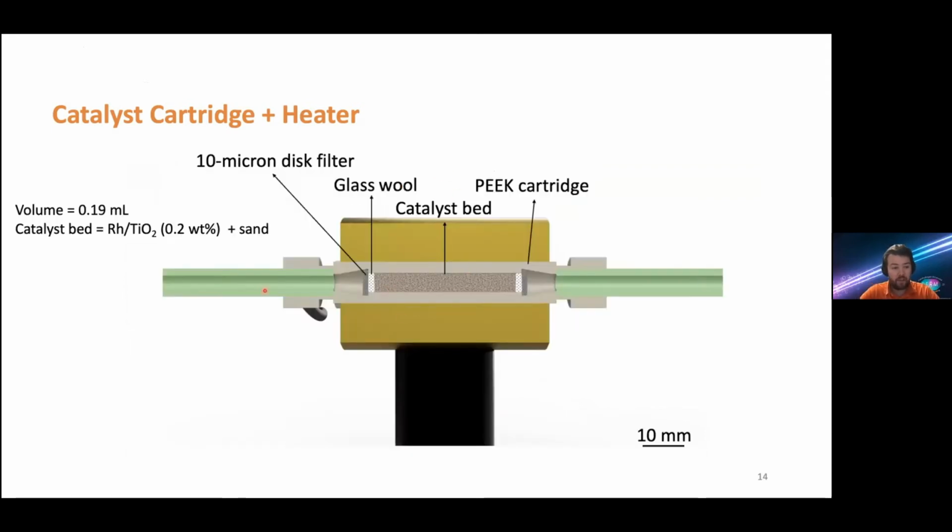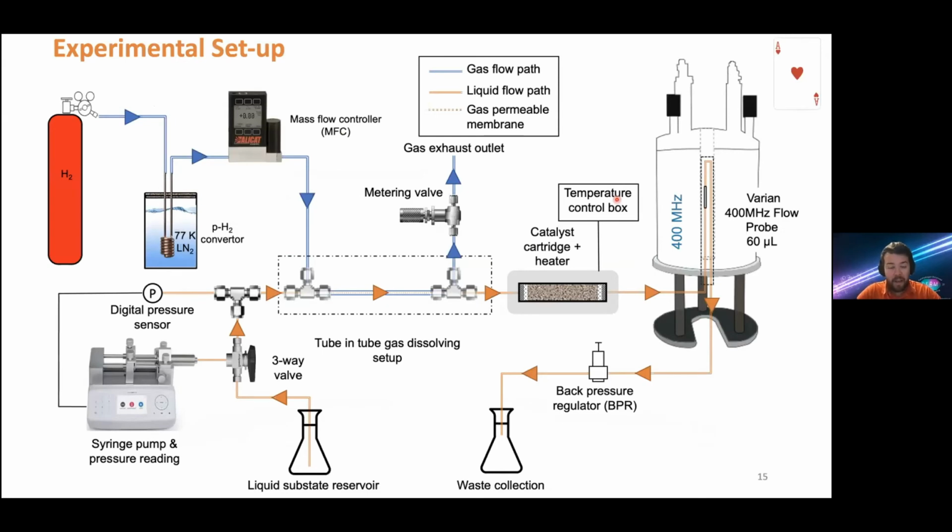Inside the catalyst cartridge is a volume of about 2 milliliters. We have various filters set up. On the inlet, we have a 10 micron disc filter, some glass wool, then the catalyst bed, which is made up of rhodium on titanium nanorods at 0.2 weight%, and acid washed sand. On the outlet, we have the same filtration system, again, just with the glass wool and a 10 micron disc filter.